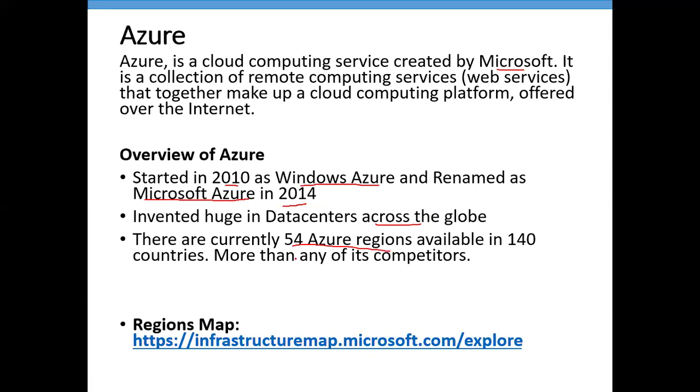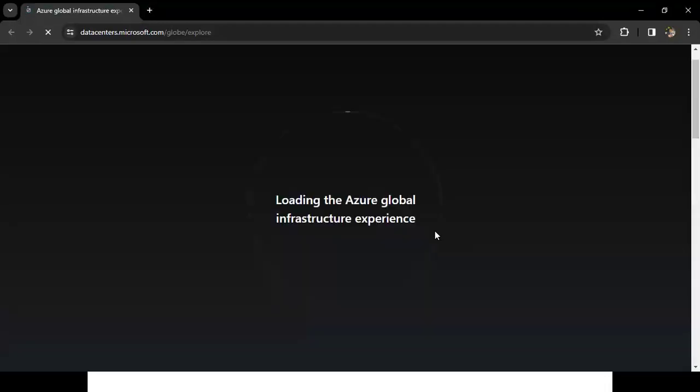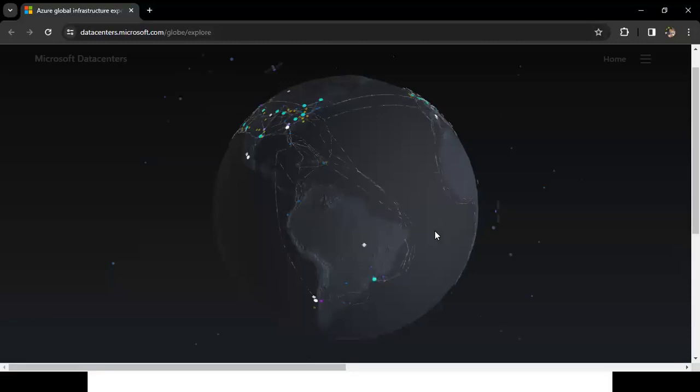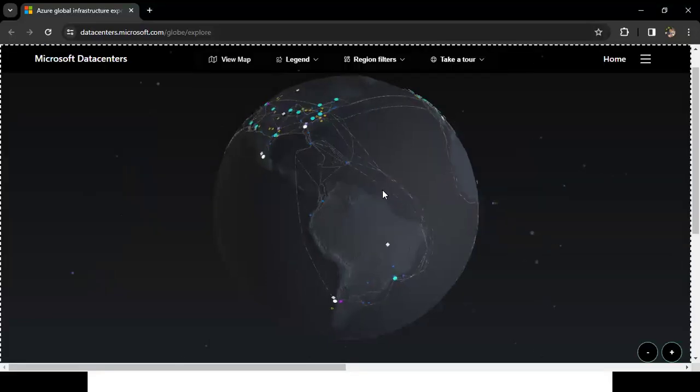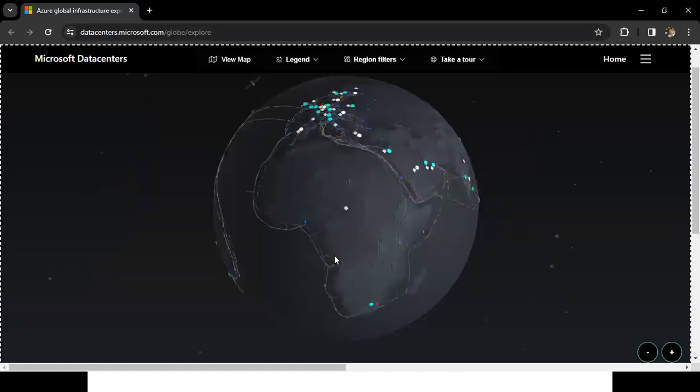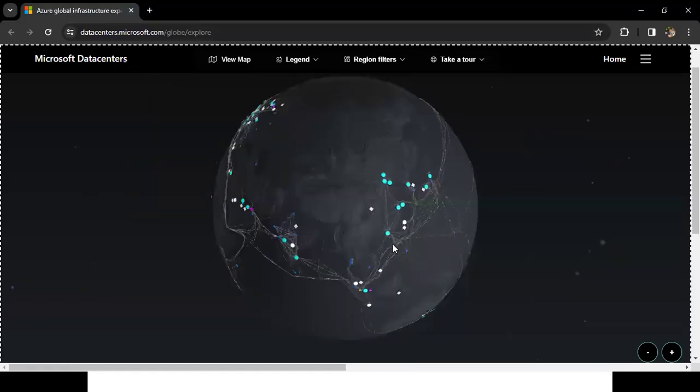Now, if you want to see the complete map of Azure, here is that link. We can see that. Azure right now is also using solar energy and wind energy to run all their servers. We can see the complete map here, and even the live position of Azure satellites, not all, just a few of them.